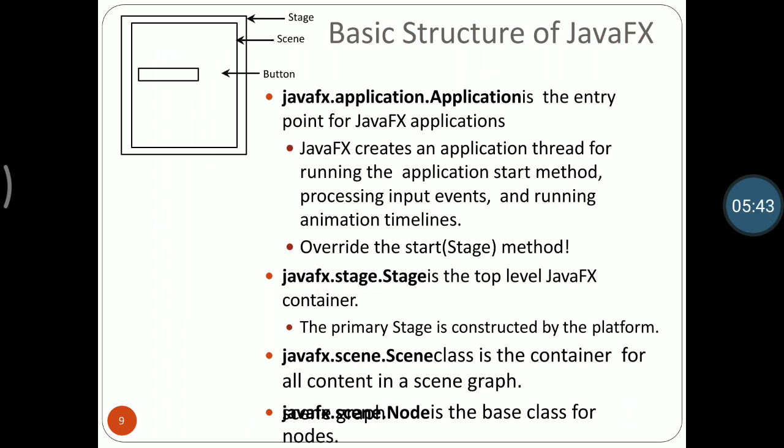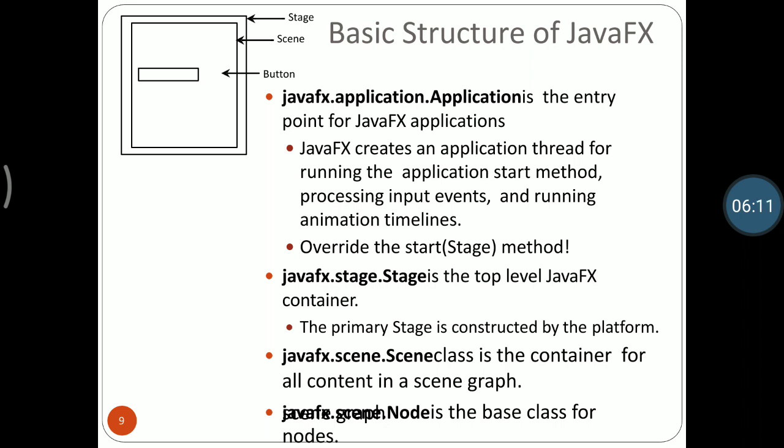Let's see the basic structure of JavaFX. As we can see in the image, there is a button in a scene and it is in a stage. We have four things here: javafx.application.Application, javafx.stage.Stage, javafx.scene.Scene, and javafx.scene.Node.